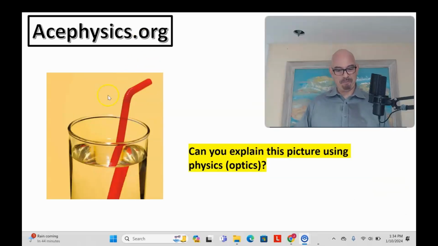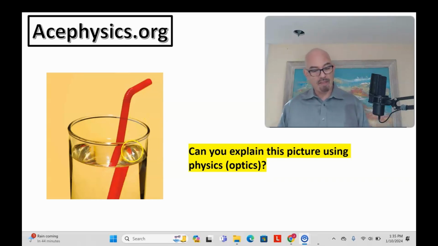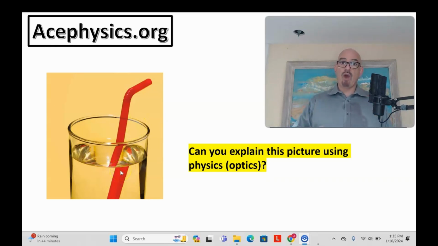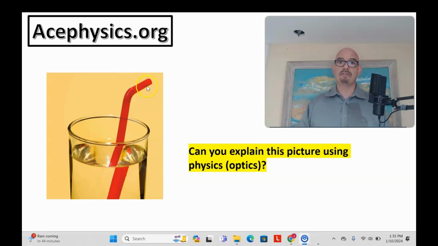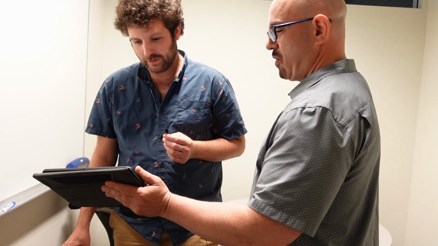So here's the question. As you see from the picture, there's a straw inside a glass of water. The portion of the straw which is above the water line but below the top of the glass is a little bit distorted. And then, of course, the part of the straw which is below the water line looks larger and closer to you than it actually is. Can you explain this using physics and optics? Can you explain this picture?